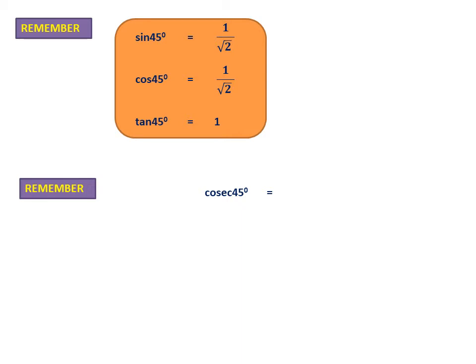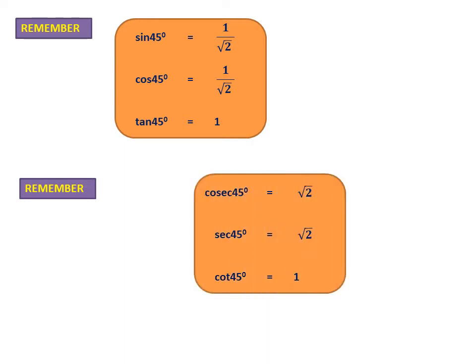What is cosecant 45 degree? It is the reciprocal of sine. Therefore, definitely it is root 2, because sine is 1 by root 2. Similarly, secant 45 degree will be equal to root 2 and cot 45 degree will be equal to 1. So this also you can remember, but as I told you, there is no need to memorize these additional 3 ratios. It is just sufficient if you remember sine, cos and tan. So these are the 6 values.